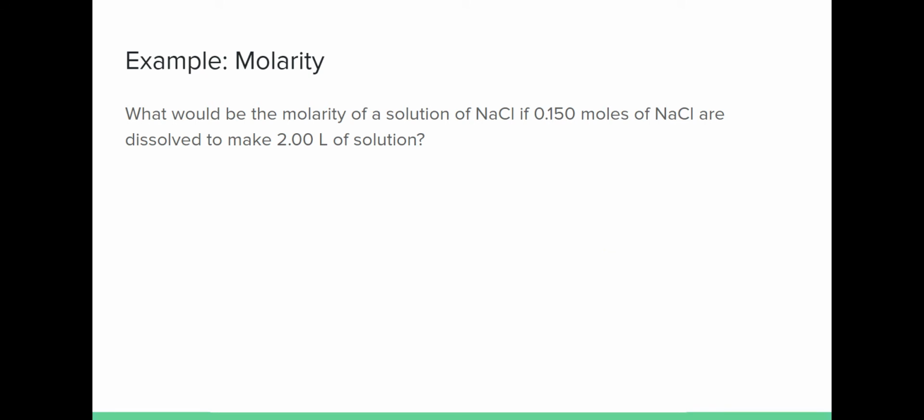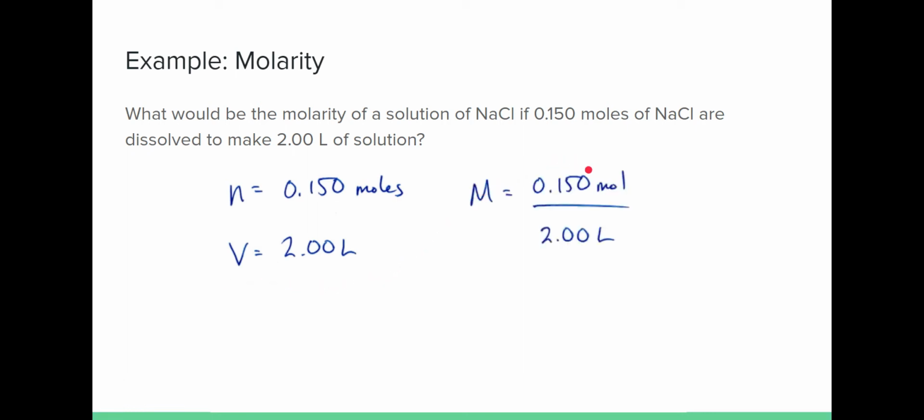In this example, we have a solution that's made of 0.150 moles of sodium chloride, and we've prepared the solution to be 2 liters. In order to calculate the molarity, I know my number of moles and I know my volume. Now I can just simply substitute those values into the molarity equation, and my final molarity for this solution comes out to be 0.0750 molar. I can either express the units of molarity as moles per liter, or I can express it as capital M, which represents molar.